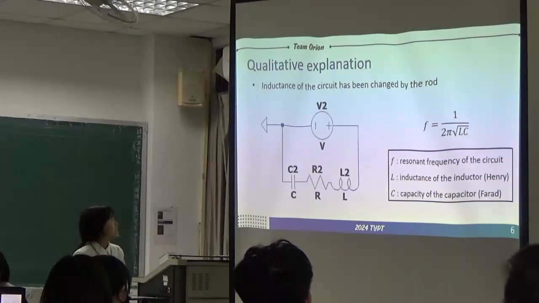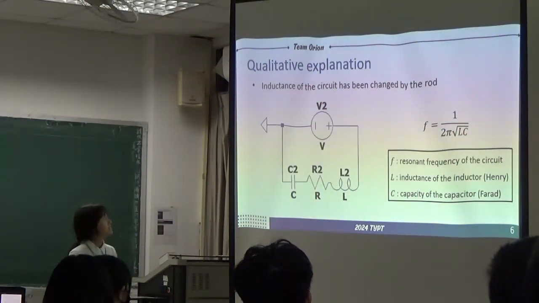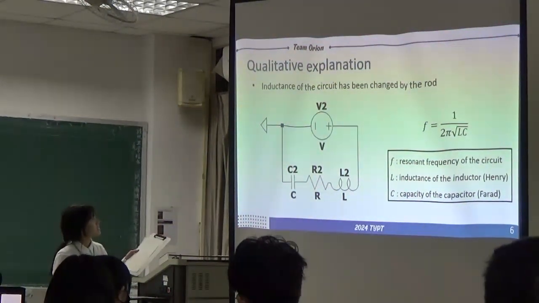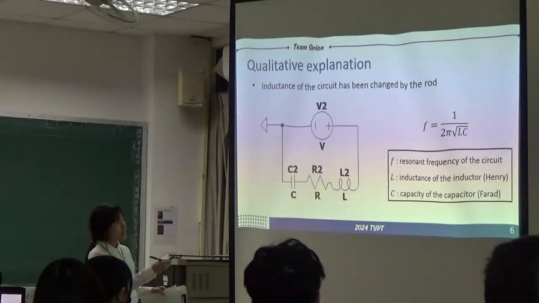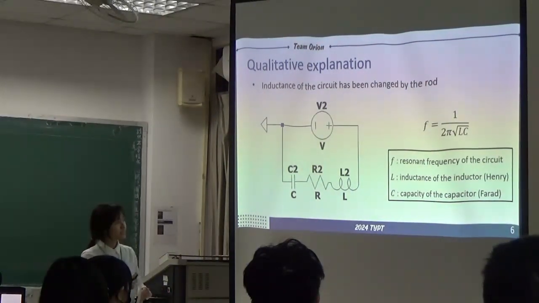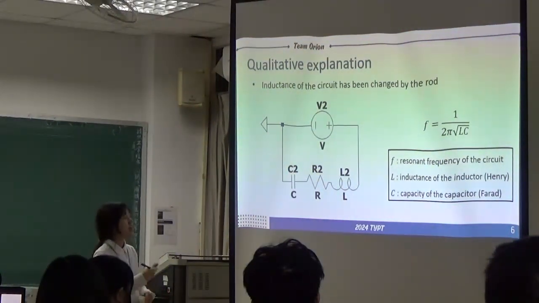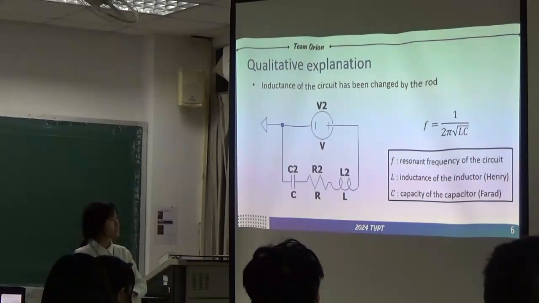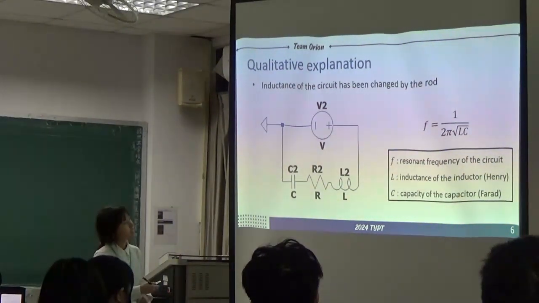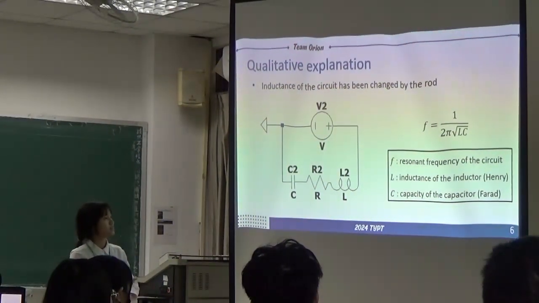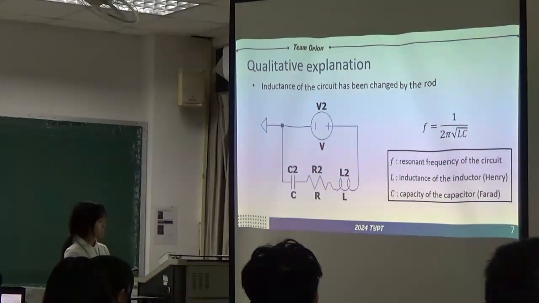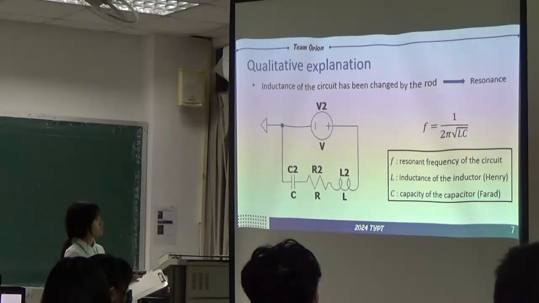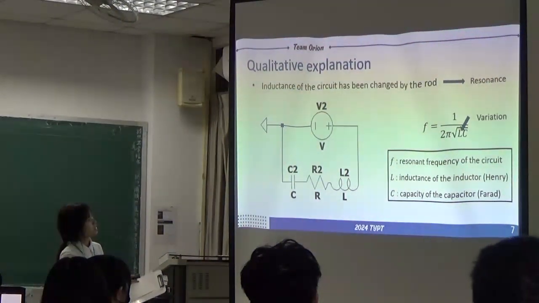Okay, let's get into the qualitative explanation. The inductance of the circuit has been changed by the rod. We define f as the resonance frequency of the circuit, L as the inductance of the inductor, and C as the capacitance of the capacitor.